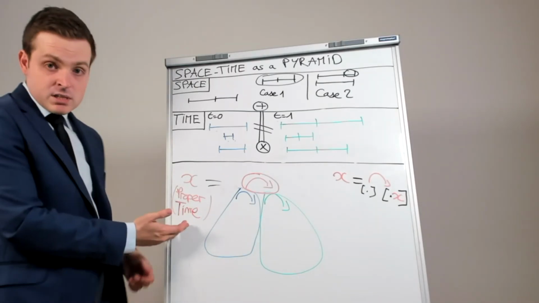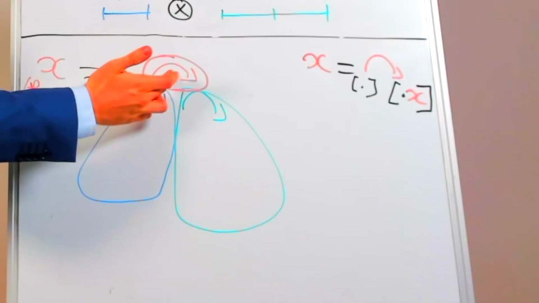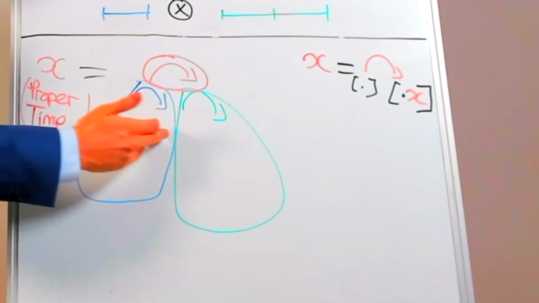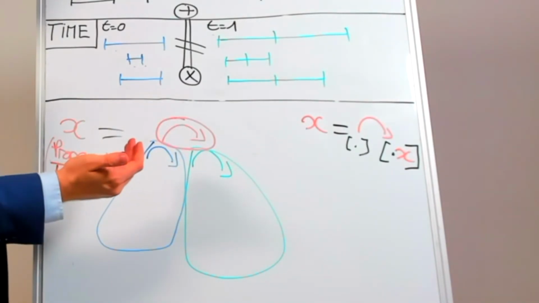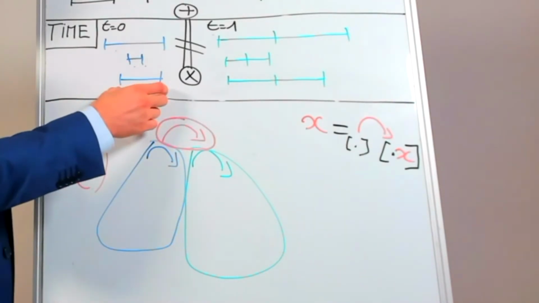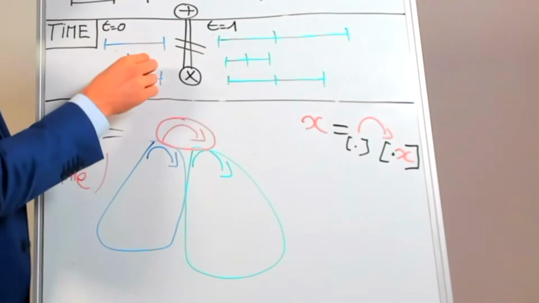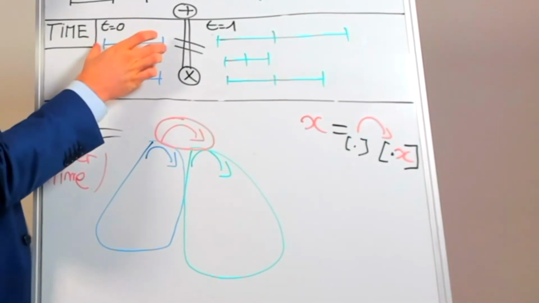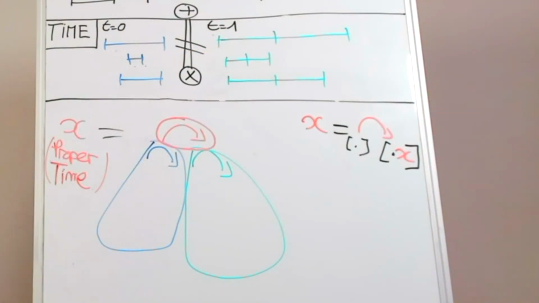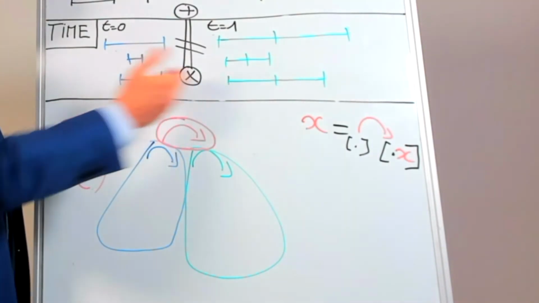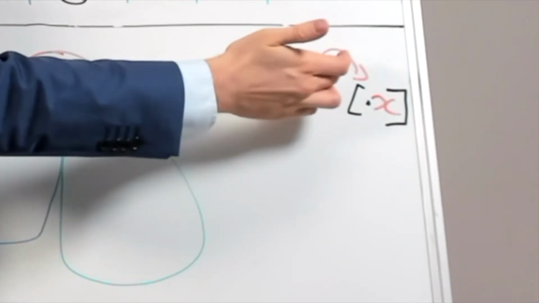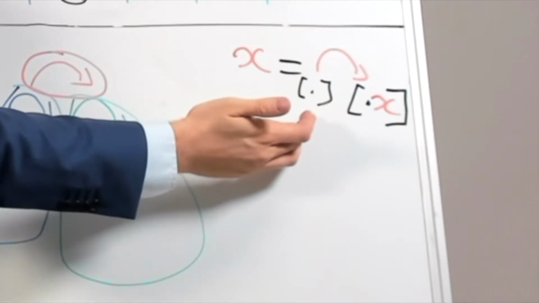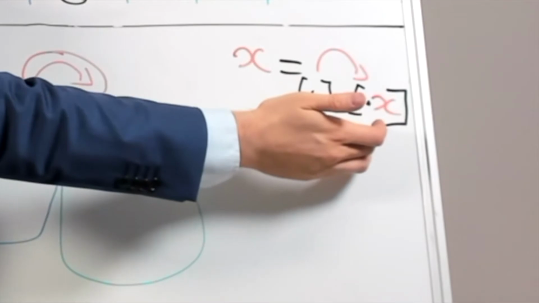The proper time of x is different. The proper time of x is a time that takes any space and transforms it into another space. For example, if the time is 2, then this blue space is transformed into this green space, this blue space into this green space, this blue space into this green space. Time 2 couples all these pairs of space. The proper time of x is a space-time that has a time of x and takes any input space and transforms it into the input space times x.